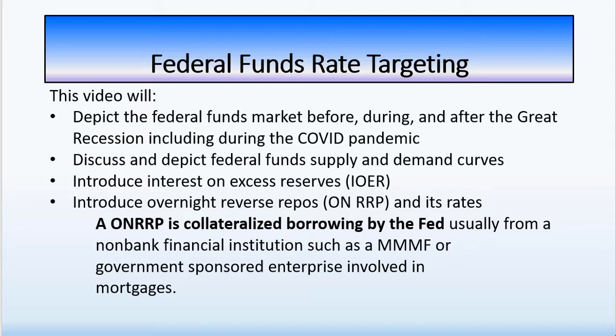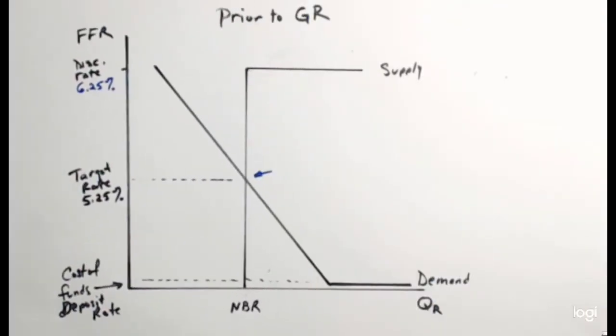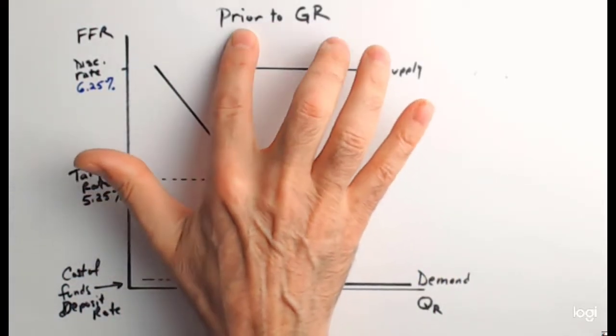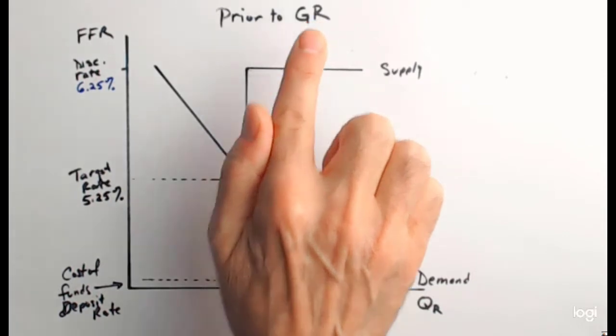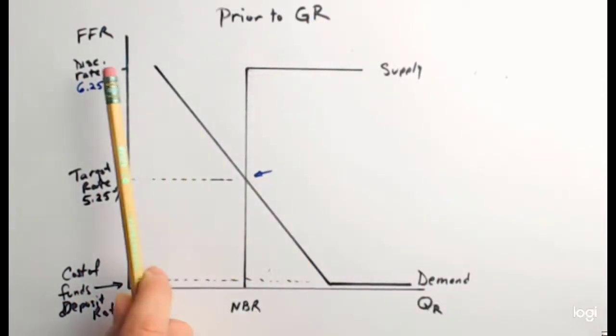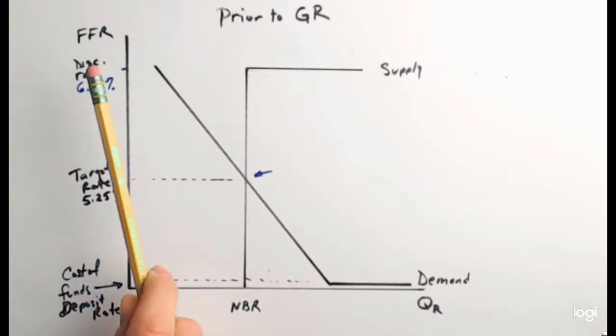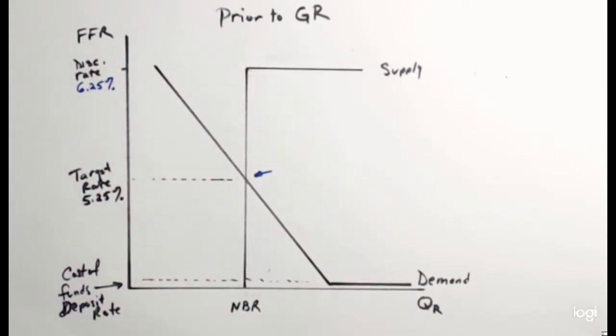Now let's graph the Fed funds market. Here we have the reserve market, or what I often call the Fed funds market. Now I'm going to unpack a lot of material here. The first thing we want to do is go chronologically, which is why I'm starting out prior to the Great Recession. The market worked in this way. The Fed funds market worked as I'm going to portray here for decades prior to the Great Recession.